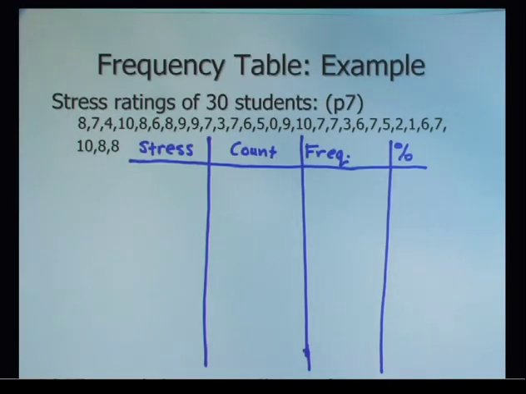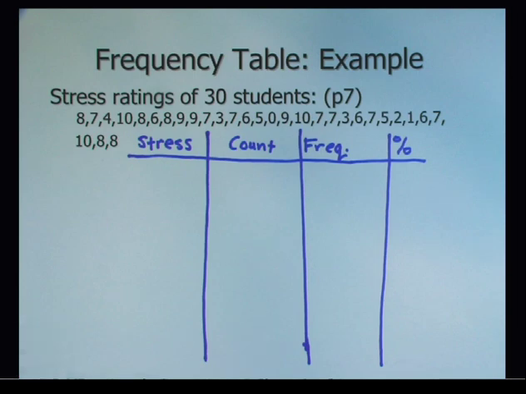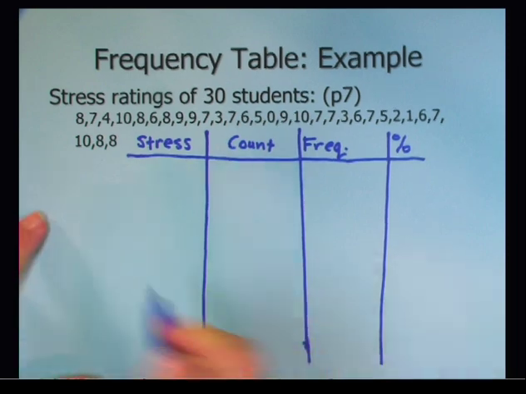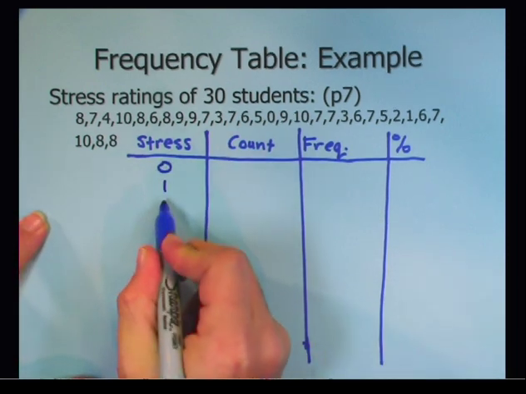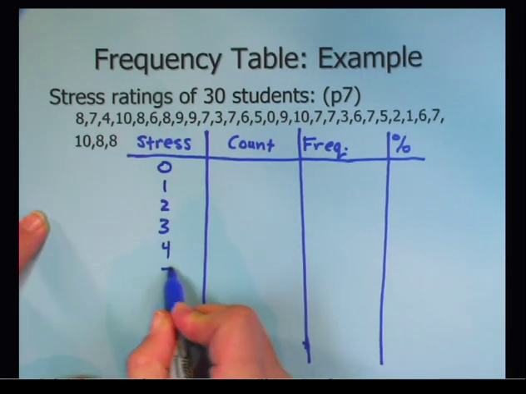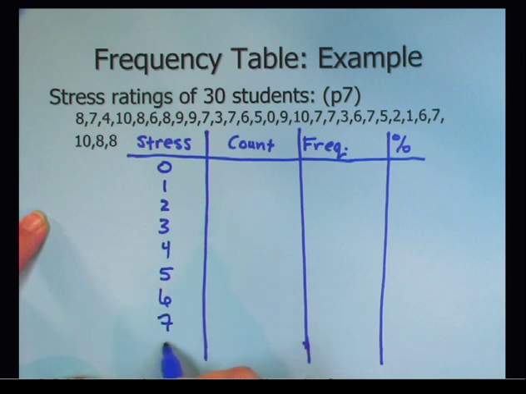If you don't have your book open, you can follow along on this example, page 7 of your Aaron and Aaron textbook. And I have the numbers up here for you if you'd like them. But if you remember, the first step is list all the possible values. So stress values, you're going to list 0, 1, 2, 3, 4, 5, 6, 7, 8, 9, and 10. Those are all the possible values that can be taken on.